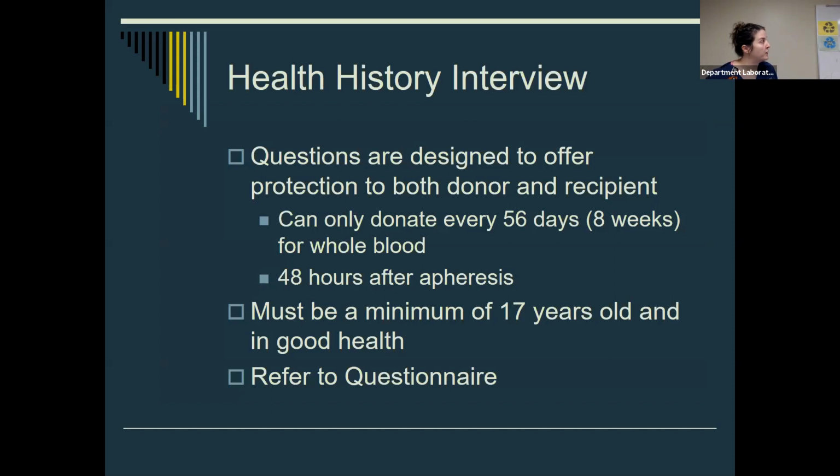Right, so your donor questionnaire, right? The questions are designed to offer protection both for the donor and the recipient, okay? And you can donate whole blood unit every 8 weeks. You can do, I think it's plasmapheresis every 4 weeks. This says 48 hours after apheresis, but it doesn't say what type of apheresis. Maybe after a platelet apheresis, you could do 48 hours.